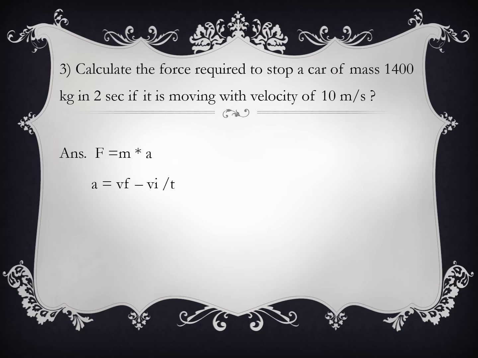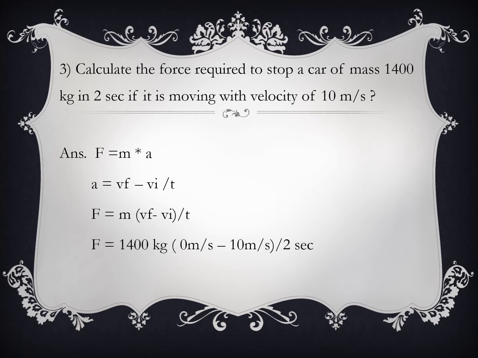So now I will put this value of acceleration in Newton's second law. Thus F is equal to m into (Vf minus Vi) upon t. Now I will plug in all these values in this equation.